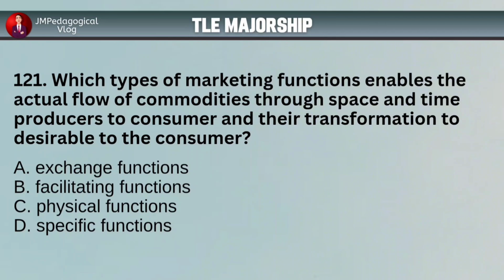121. Which types of marketing functions enable the actual flow of commodities, through space and time, from producers to consumers and their transformation to a form desirable to the consumer? A. Exchange functions. B. Facilitating functions. C. Physical functions. D. Specific functions.